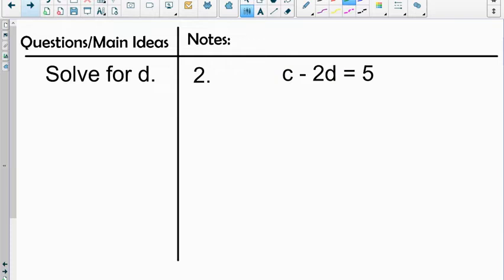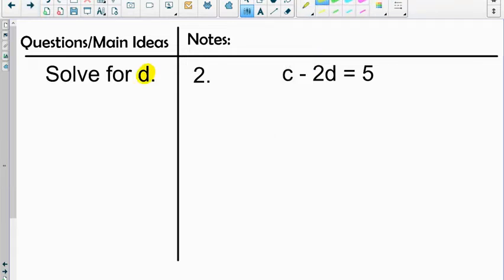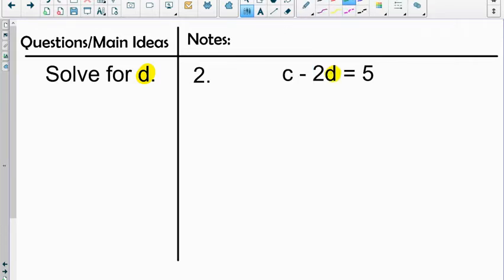Number 2, we have c minus 2d equals 5. Again, there's two different variables. We have to check the directions to see which variable we are supposed to get by itself. And it says here to solve for d. So if we're going to get d by itself, we're going to have to get rid of the variable c, and we're also going to have to get rid of that 2.